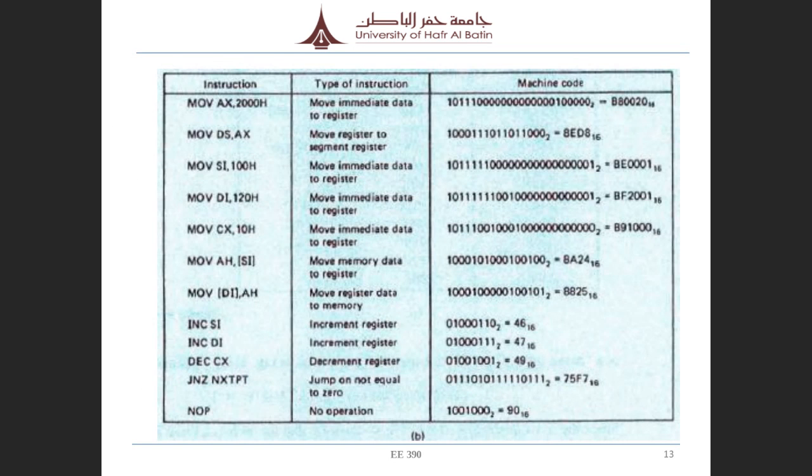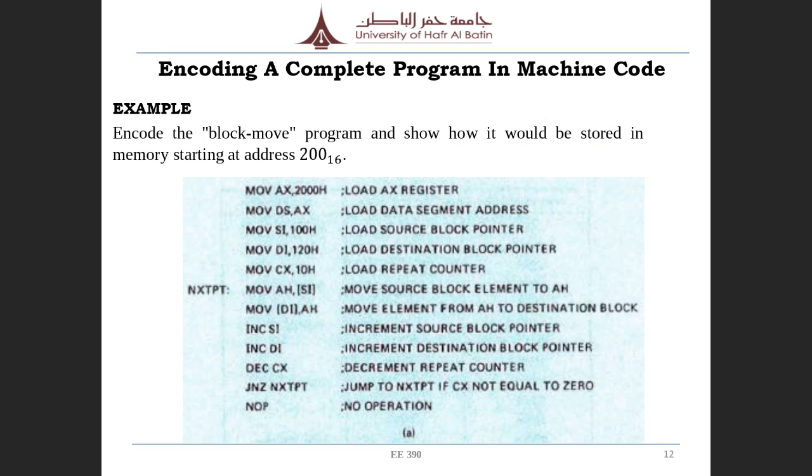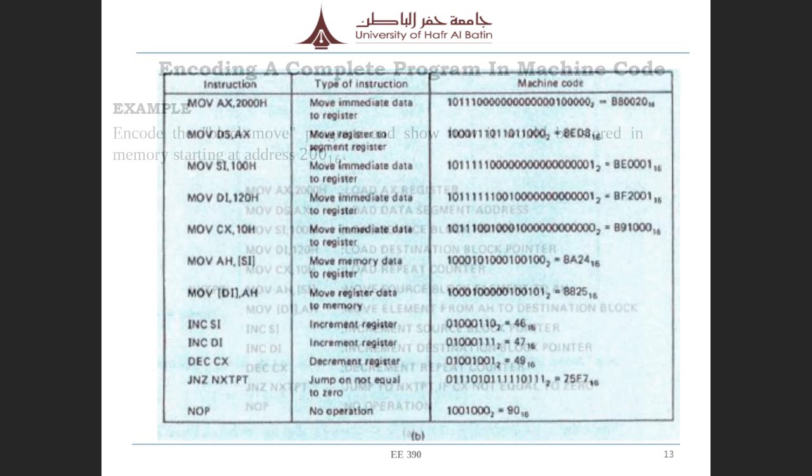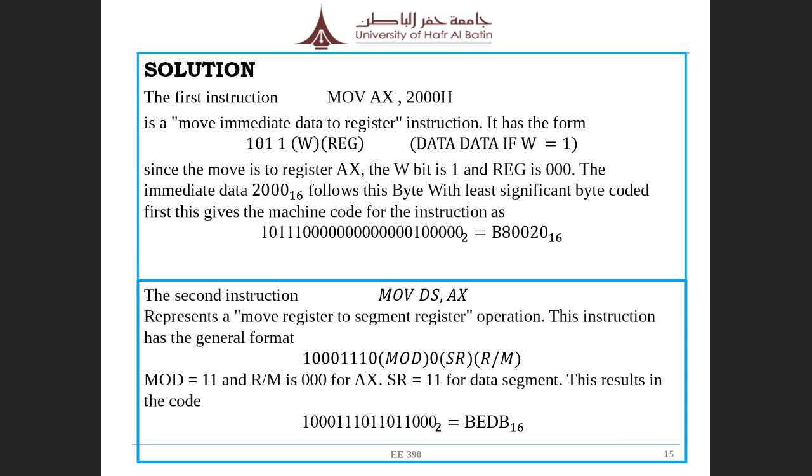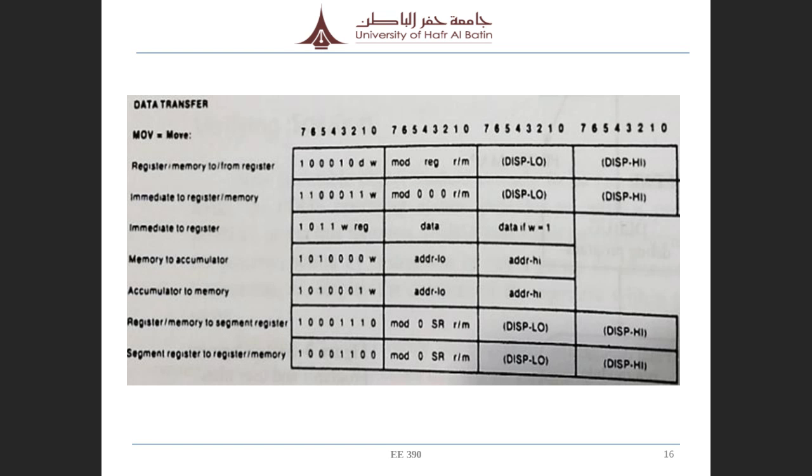Now let us go for the next instruction. What is the next instruction? MOV [DI], AH. MOV [DI], AH. So let me write it: MOV [DI], AH. What is the machine code for this one?